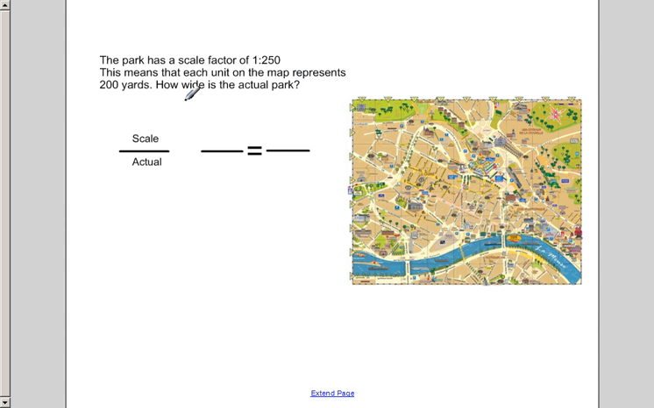Now, before you try this one on your own, I've changed a couple things. The scale is now 1 to 250. And now you're trying to find how wide the park is. So what would this distance be in real life? Go ahead and find that.